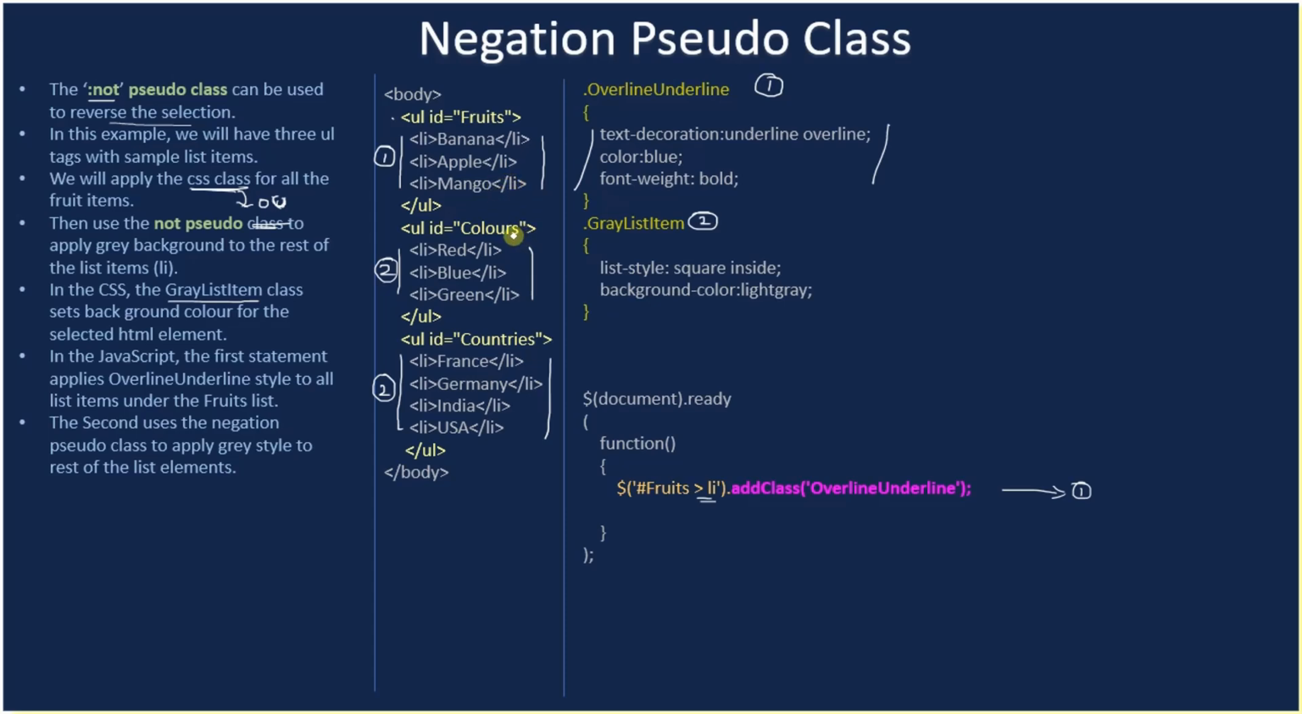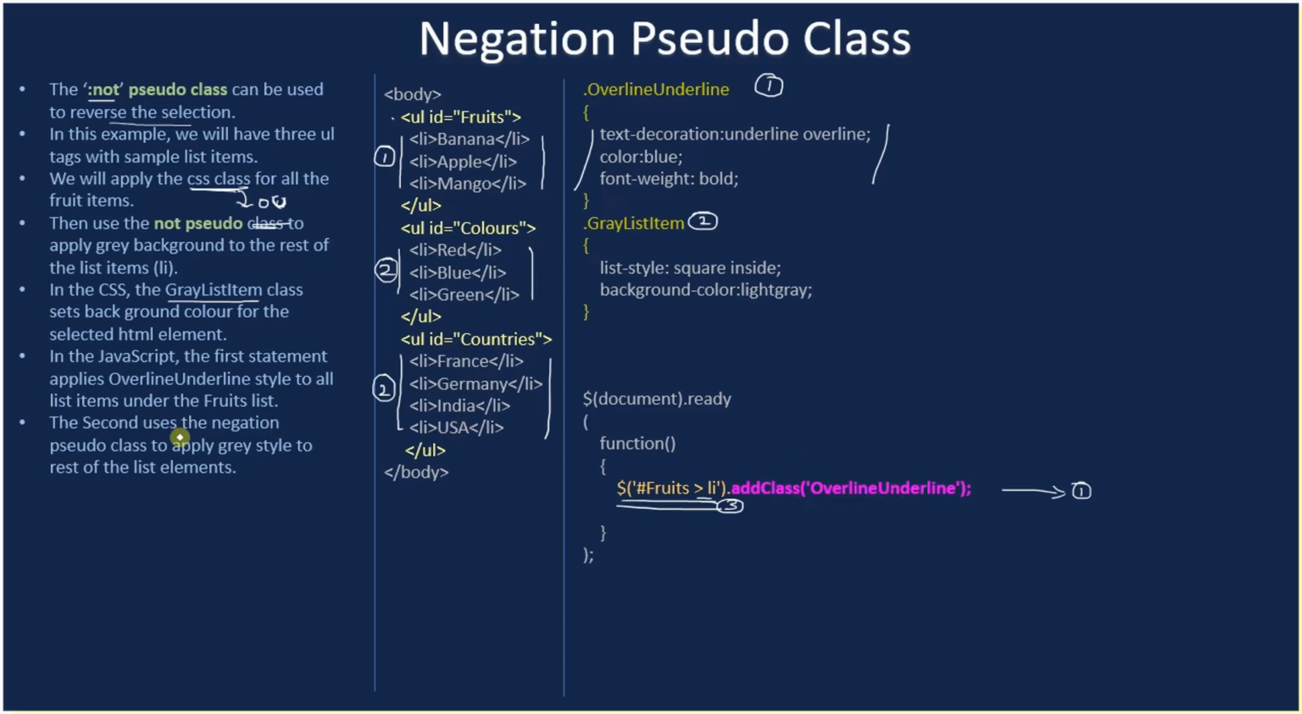This time we will add overline underline for all these list elements, 1, 2, 3, right? This dollar function returns 3 JavaScript objects, then dot addClass. That's the beauty of chaining here. This returns the array of list items. There are 3 objects, and to all these 3 objects, which is nothing but these 3 list items, we are adding the class overline underline, right?